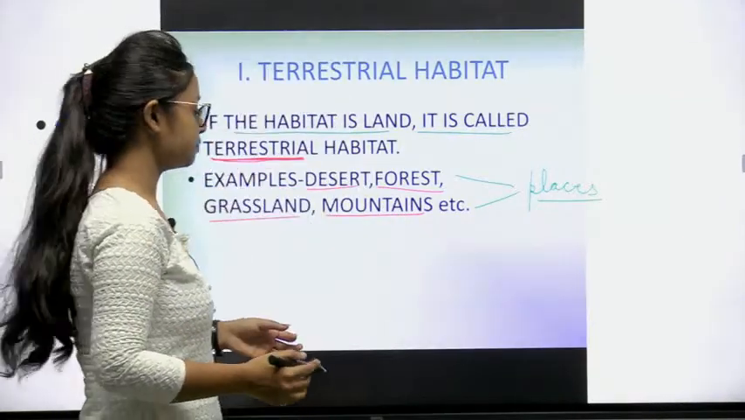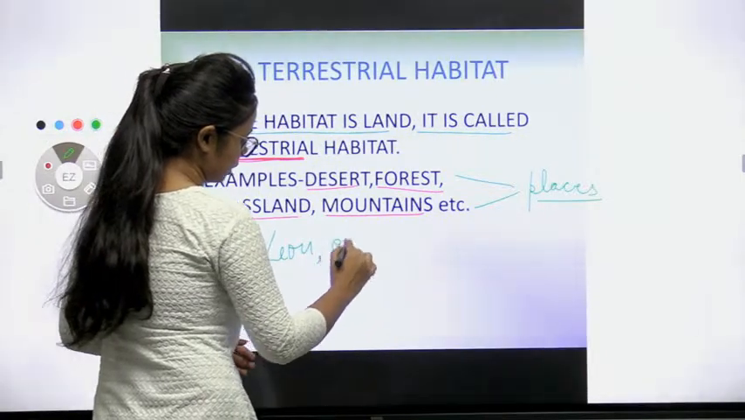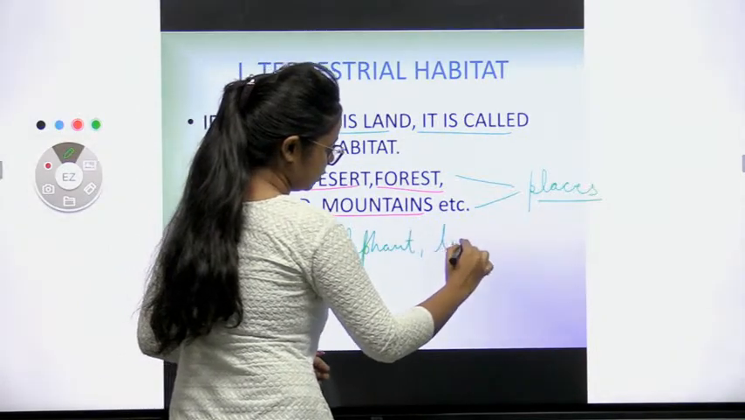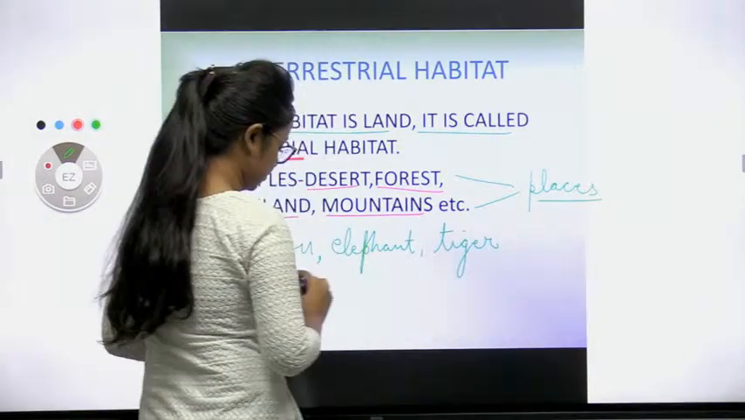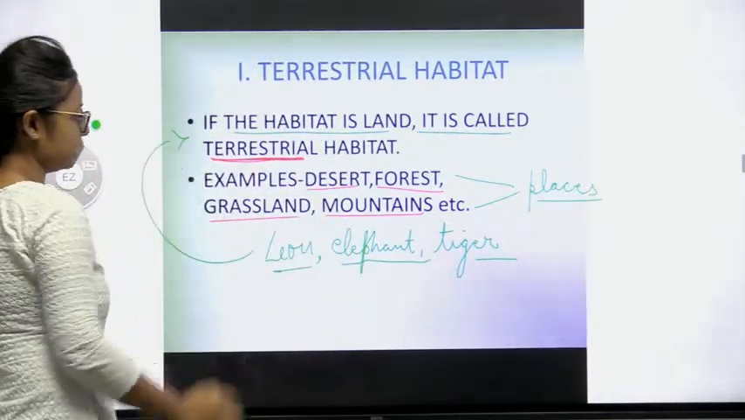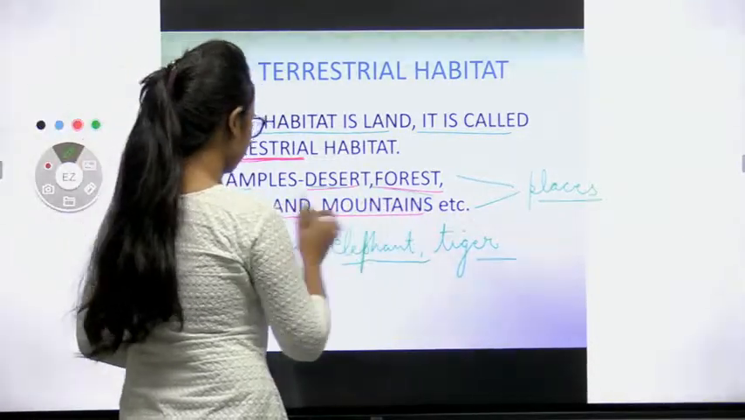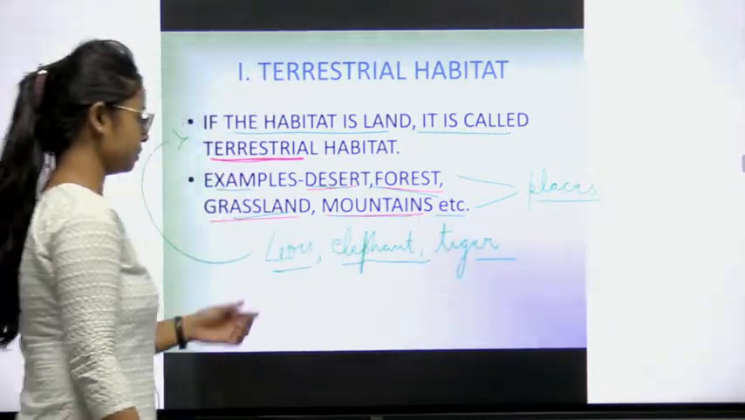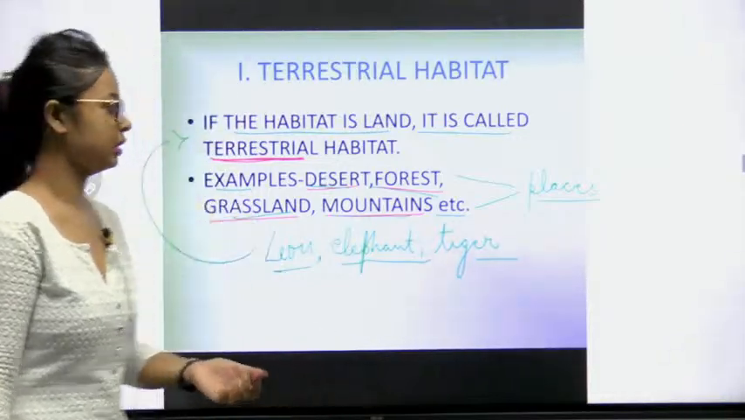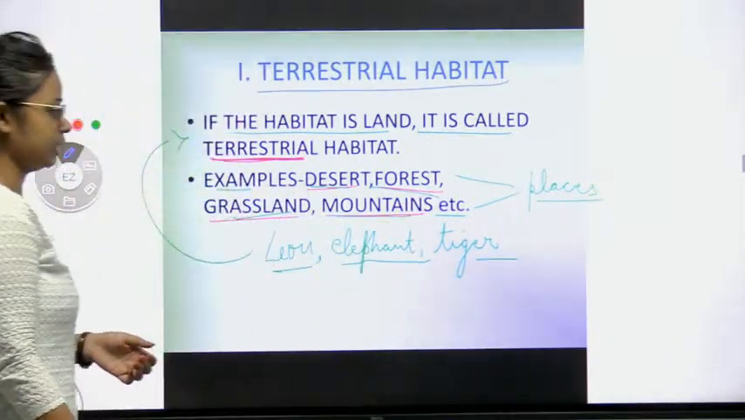For example, lion, elephant, tiger, they all live on land, so they are included in terrestrial habitat. And these are the places which are included in terrestrial. For example, desert, forest, grassland, mountain. So they all are terrestrial habitat. Clear?